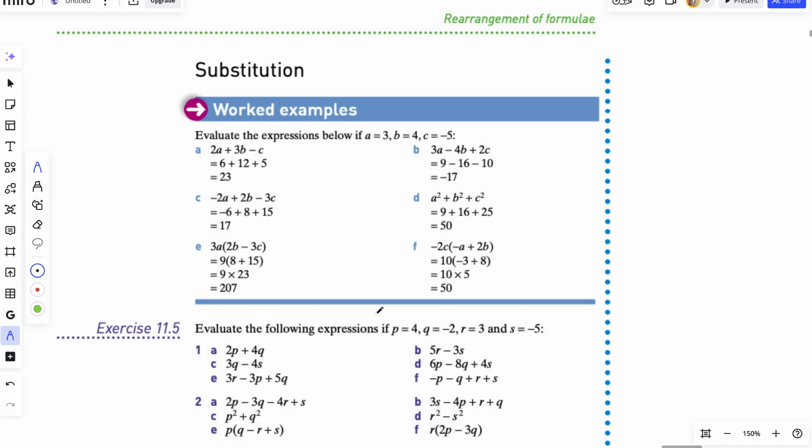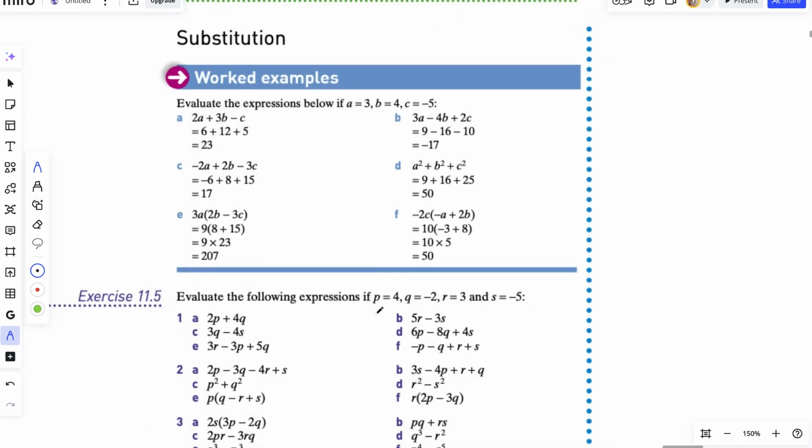Now let's move to substitution. Substitution in algebra is pretty easy. What it means is that they will give you an algebraic expression, and then they will define A, B, C. They will tell you A is 3, B is 4, and C is -5. So we're going to substitute the values they gave you into this expression. Is that okay? Now let's take a look at the first one.